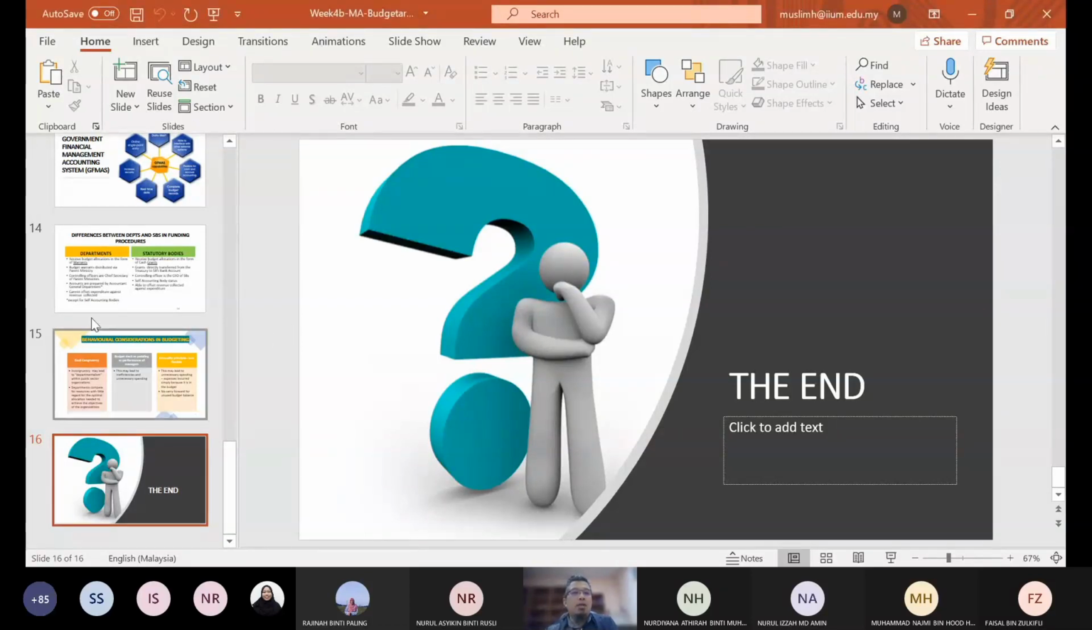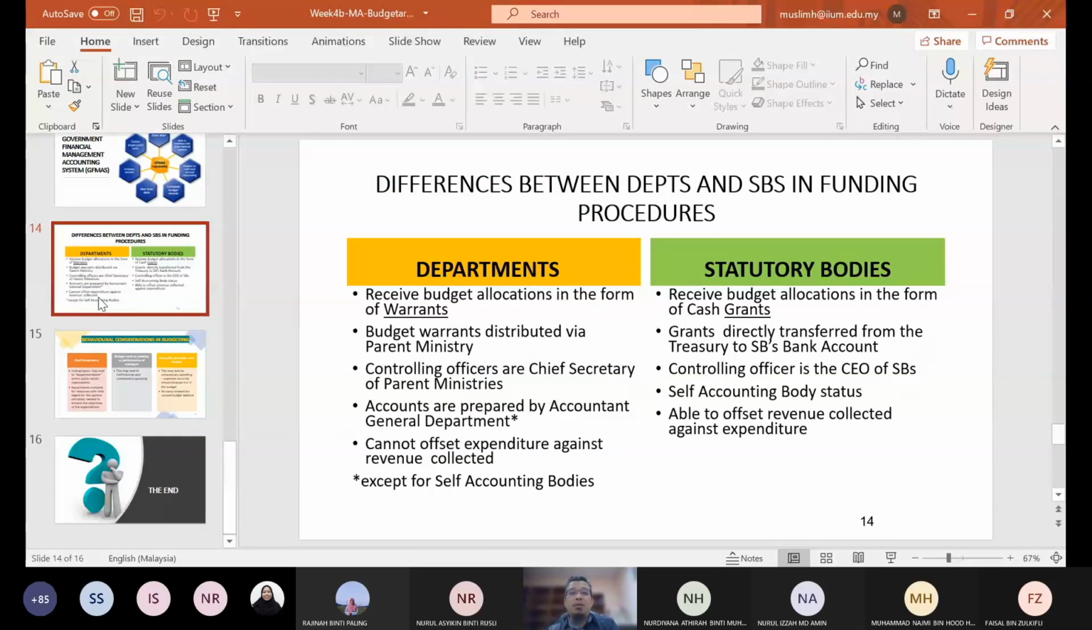What was the term used just now? Offset expenditure against revenue collected. Yes. For statutory bodies, they can because they can keep the cash. And of course it depends on the status of the statutory body as well. If they can charge, they can collect revenue, and their expenses are partly financed by the revenue that they collect. Then of course they can keep the money.